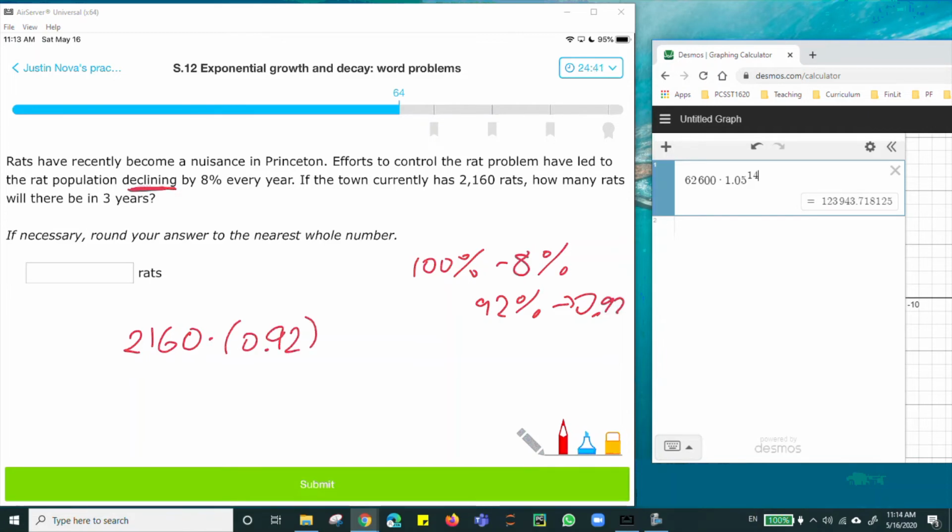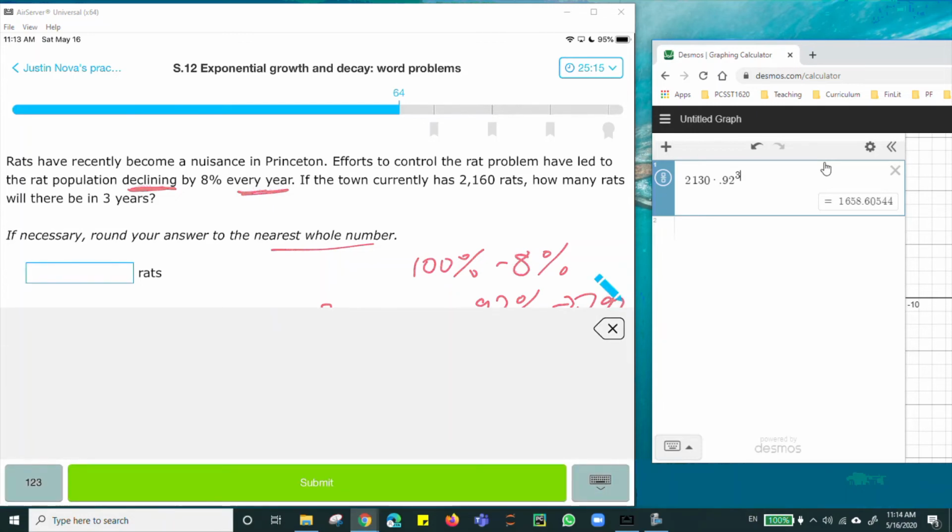0.92, and then every year, so how many years? 3 years. So 3 divided by 1 is 3, so I don't need to do that. So here you go, let's do this one in our calculator. So 2130 times 0.92, and then raise that to the 3rd degree, and we got the answer right there. The question says nearest whole number, so it's going to be 1659. So let's check 1659.